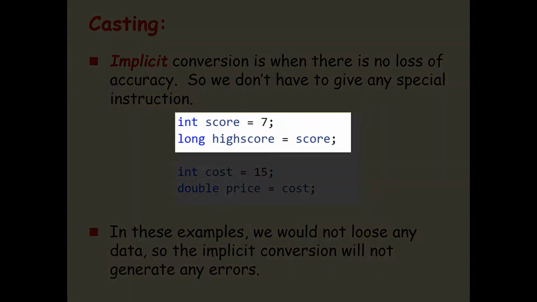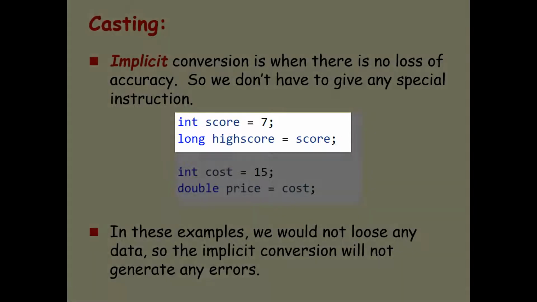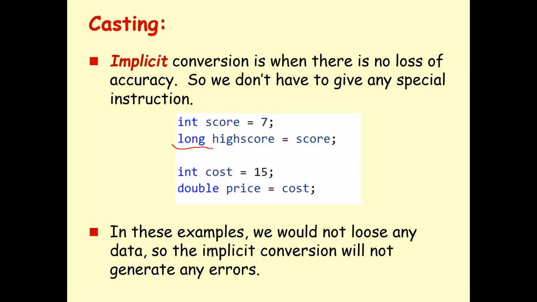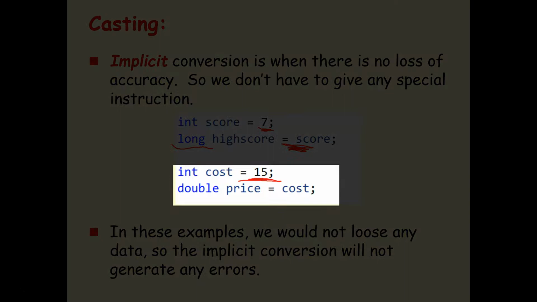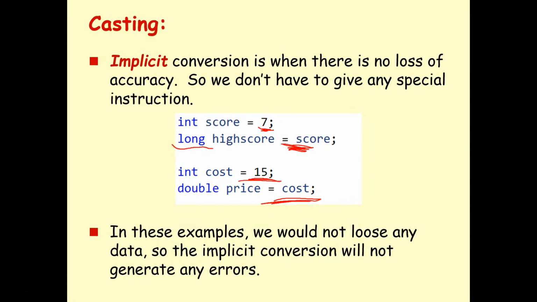So in this example here, you can see we have an integer, and then we're going to cast that into a long. Obviously, with a long, we can easily store the value 7. We're not going to lose anything there, so I don't need to do any special method call or anything like that to convert it. The same here when we go from our integer 15 and cast that to a double. We're just going from 15 to 15.00. We're not losing any accuracy. I don't have to do anything special here. It just converts straight away.